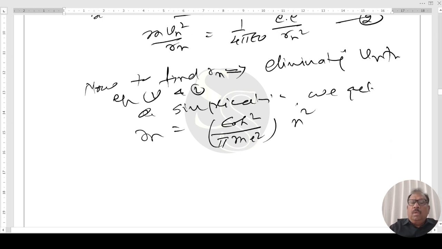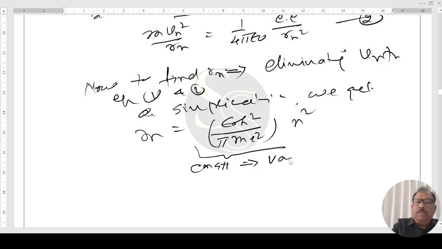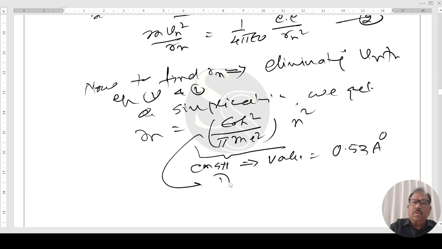All these parameters are constants, and their values are: epsilon naught 8.8 times 10 to the minus 12, Planck's constant 6.6 times 10 to the minus 34, pi, mass of electron, electronic charge. All values are known, so substitute and simplify. Its value comes out to be 0.529, or 0.53 angstrom.